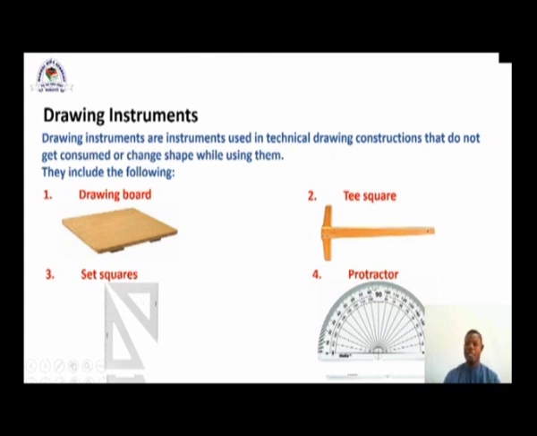Now another instrument is the protractor. The protractor is made of plastic material marked into angles from 0 to 180 degree. You can see how it is done here, from 0 here down to 180, and you can see from 0 to 180 this way. It can be read either from the left hand side or from the right hand side.